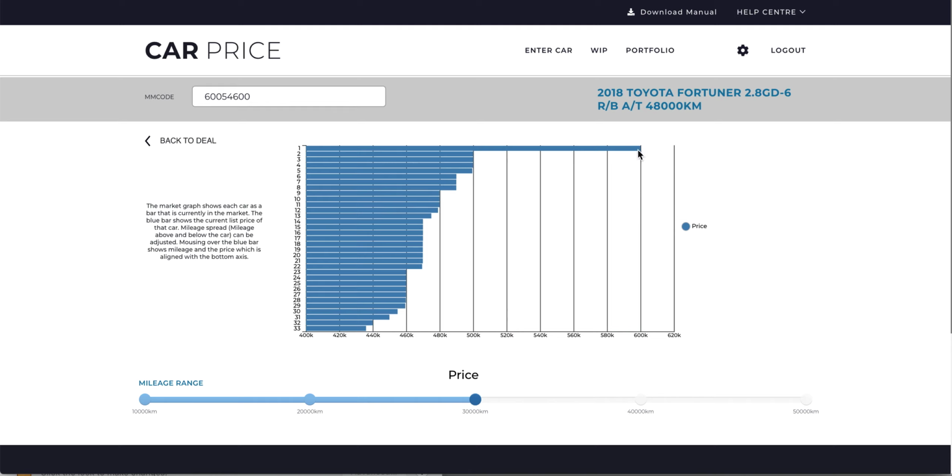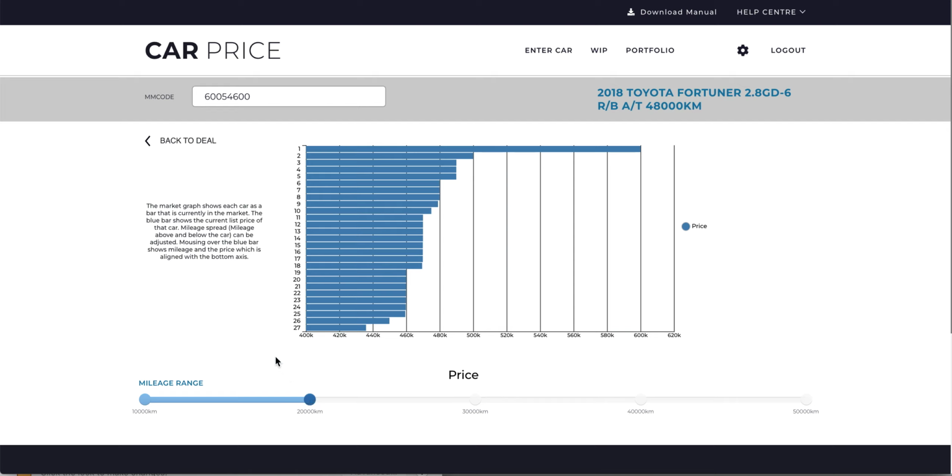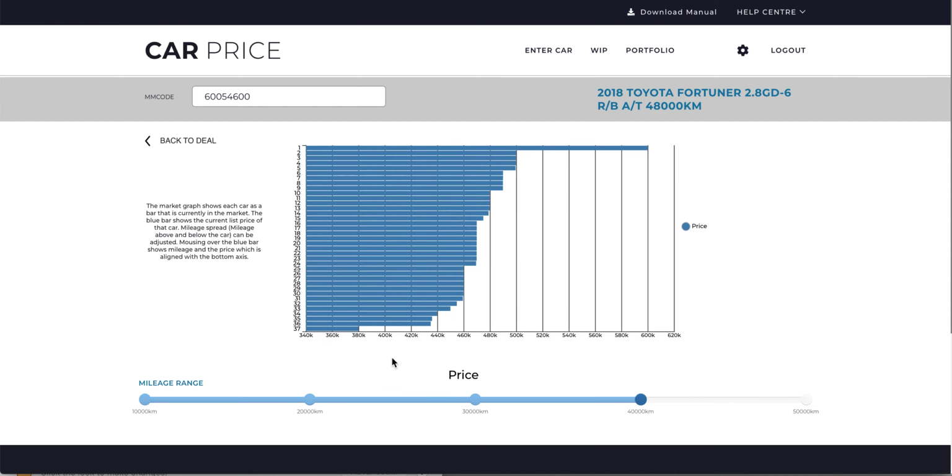In this instance, there looks as though there is an outlier, but the rest of the market follows a reasonable trend, with the middle of the market around about 470,000 Rand. The mileage range allows you to move the indicator into a range of 20,000 kilometers above and 20,000 kilometers below your target car. This is very useful when there is little data and you need to expand it in order to see the rest of the market.